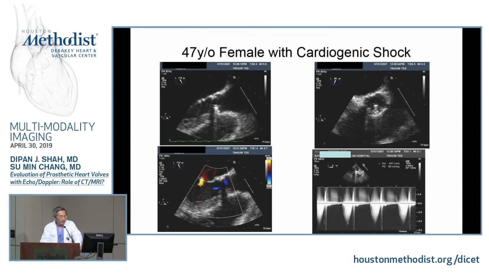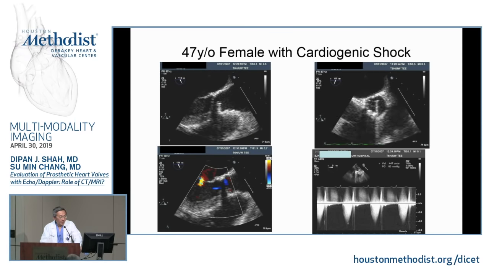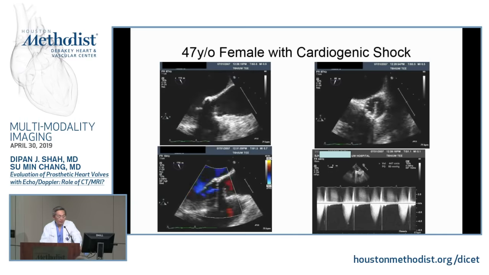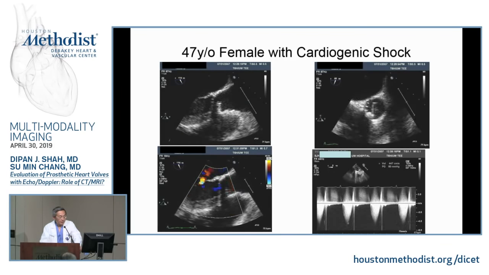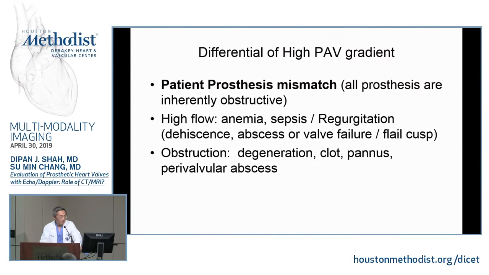This is a common finding. A patient comes here with a very high gradient across the prosthetic aortic valve, in this case doing a TEE. So the differential in someone who has a prosthetic aortic valve and a very high gradient is either patient prosthesis mismatch. Remember, all prostheses, surgically implanted, are inherently obstructive. Second common causes could be high flow due to anemia, sepsis, or regurgitation.